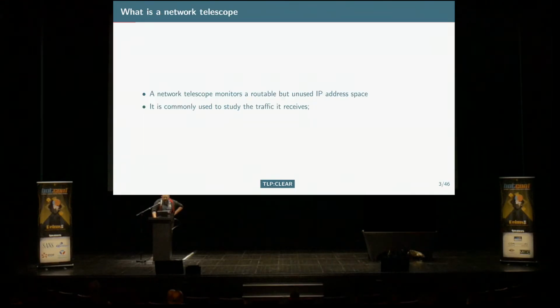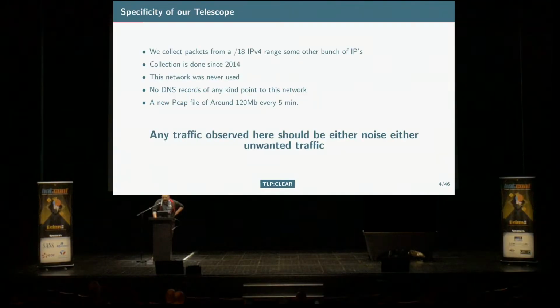So we have the chance to own what we call the network telescope. So basically, what is a network telescope? It's just a bunch of unused IP addresses that we monitor. We will see that from many aspects, and we try to extract whatever is possible from these IPs. This range is routed. This range is quite big. We have nearly 20K IPs. It's a /18 with some additional ranges.